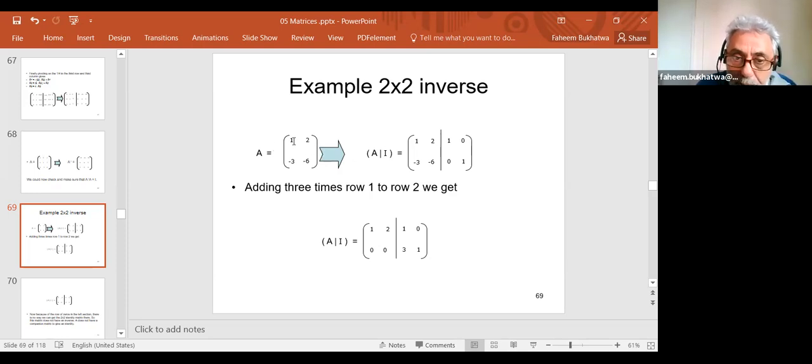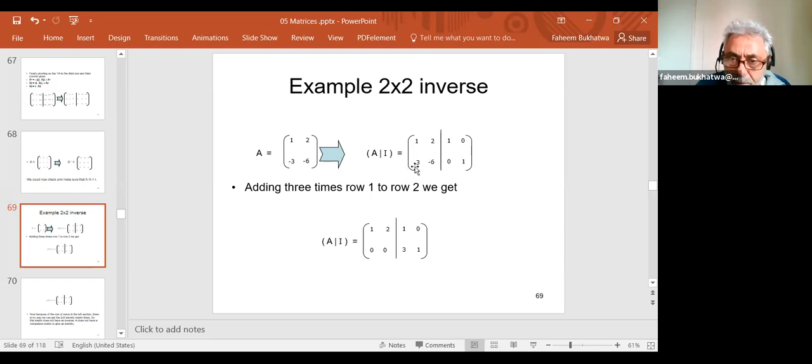First, extend it by putting the unit matrix. That's the unit matrix 1, 1, 0, 0. And try to do the row operations in such a way that we turn this side into a unit matrix, or identity matrix. Whatever we're left with on the right-hand side is going to be the inverse.